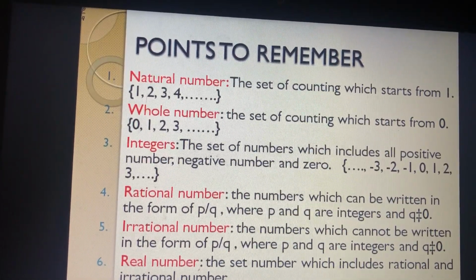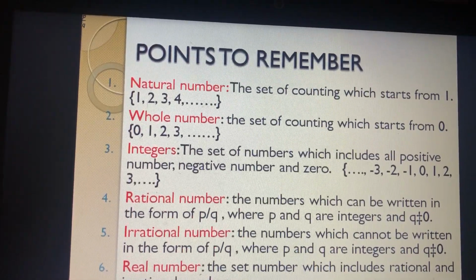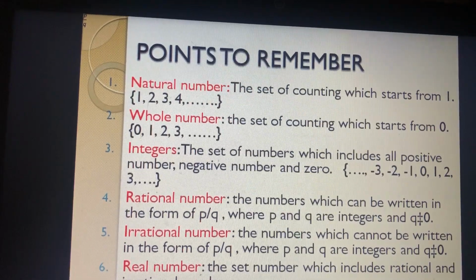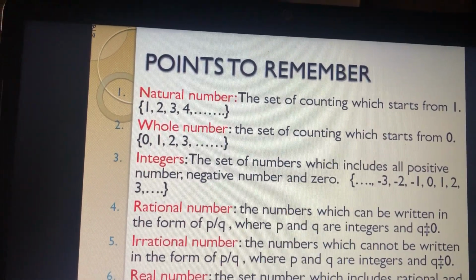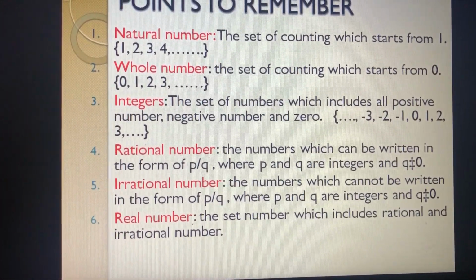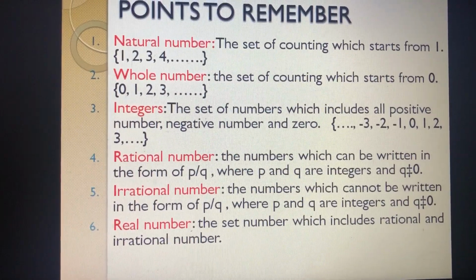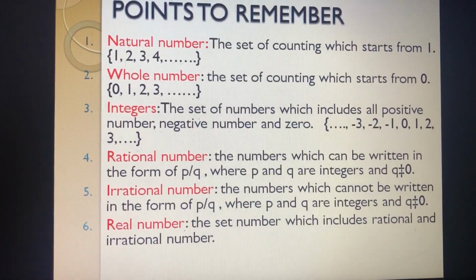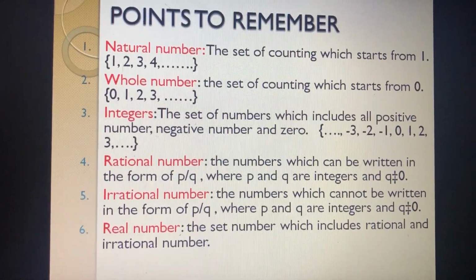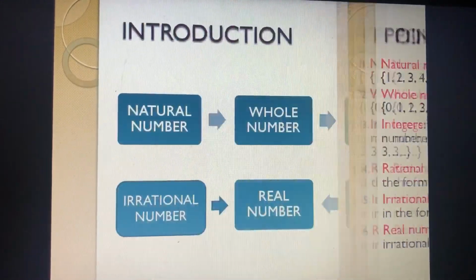Rational numbers are the numbers which can be written in the form of p upon q, where p and q are integers and q is not equal to 0. If q equals 0, then the number is not defined. Irrational numbers are the numbers which cannot be written in the form of p upon q, where p and q are integers and q is non-zero. Real numbers are the set of numbers which includes rational numbers and irrational numbers.